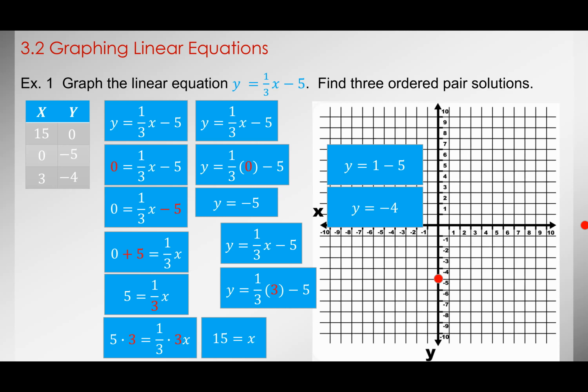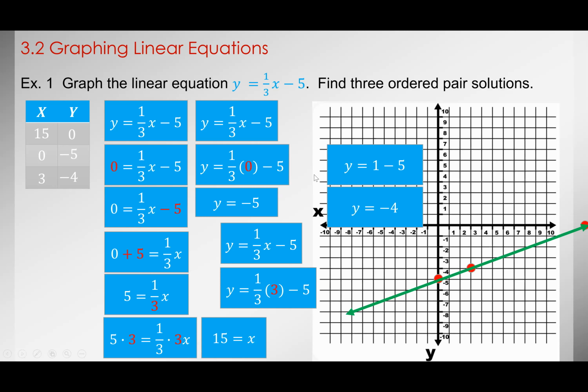And where is 3? 3 tells me go to the right 3, and -4 tells me go down. And all you need to do is draw the line to connect the dots. And this is what we had last time. This is the last problem we covered yesterday. Any question on how to graph this line by picking your own 3 points?